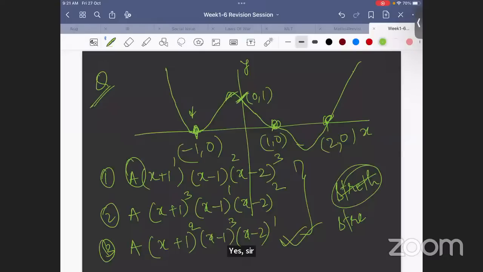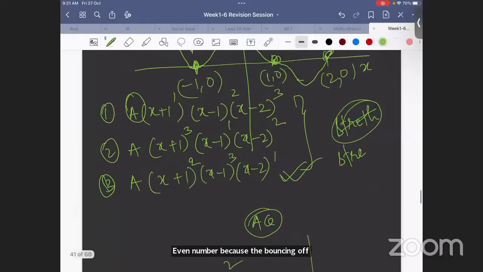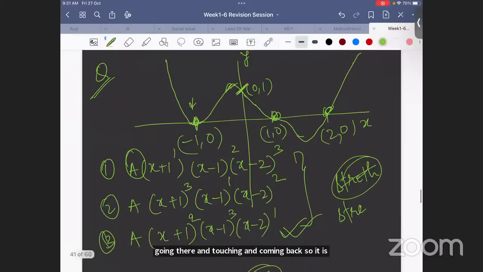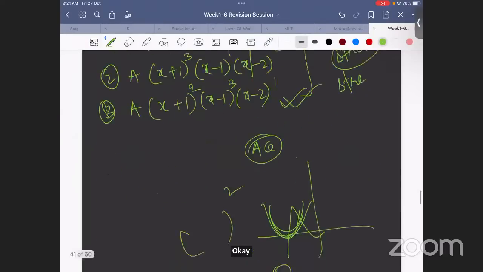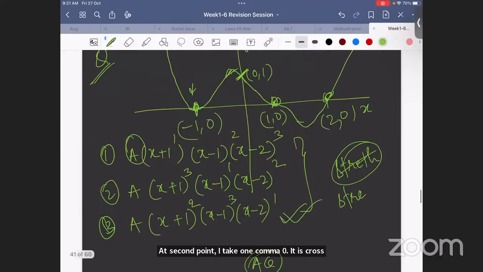At the second point, at 1, 0, is it crossing or not? Crossing. So if this is crossing, it is an odd number. And again at 2, is it just touching or crossing? Crossing. That means it's also an odd number. So you can check from the options. Wherever you are able to get this combination of three, you can mark that. Is it clear? Yes, sir, it can be any even number, right? Not necessarily. That's why I gave the options, right? Yes.